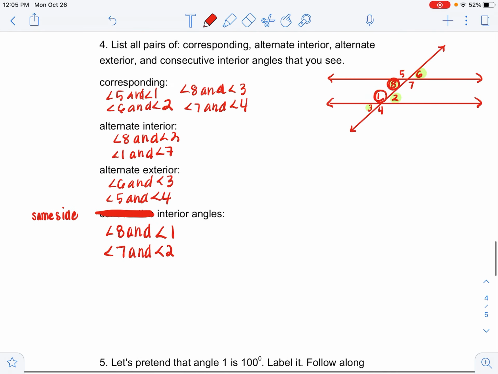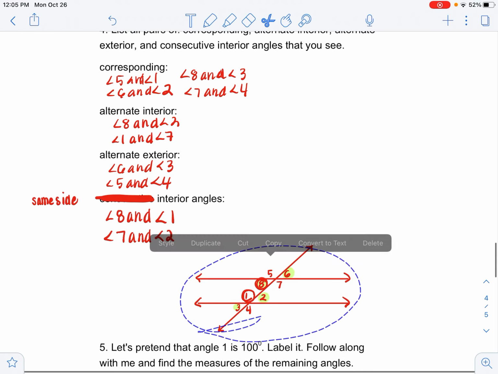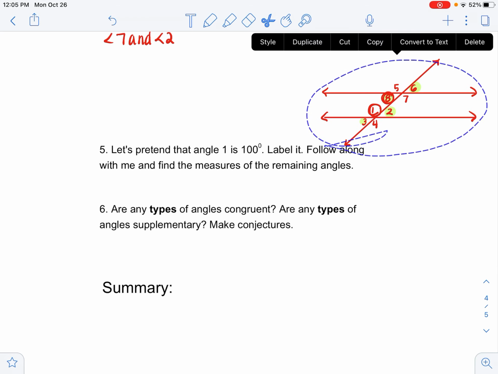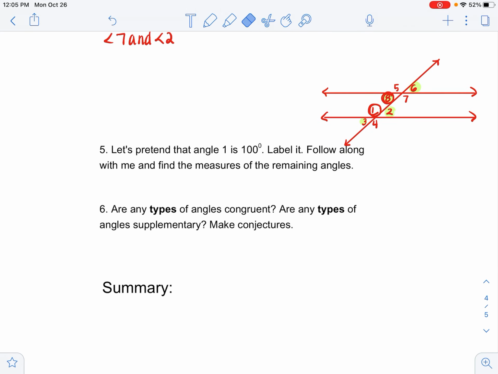All right, last but not least, I'm going to bring this down here again. Okay. I'm going to delete everything I drew over it. I could have just copied and pasted to get a brand new one each time, but hey, my way is working just fine. It says, let's pretend that angle 1 is 100 degrees.